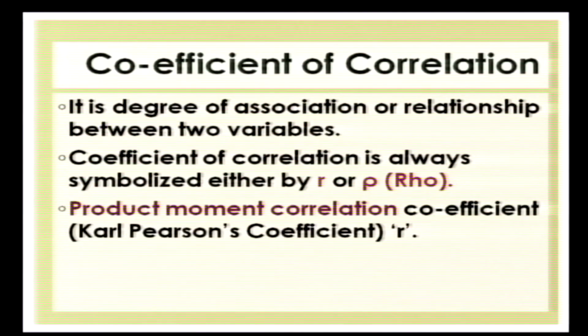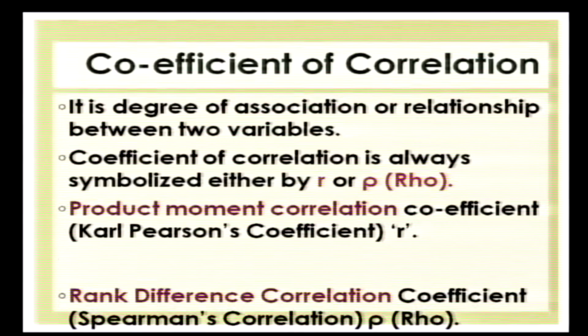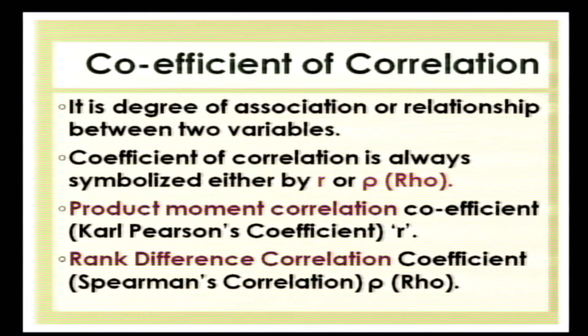The product moment correlation, which is a type of correlation also known as Karl Pearson correlation, is represented by small r. There is one more popular type of correlation that is known as rank difference correlation or Spearman's correlation. Spearman's rank difference correlation is symbolized by rho, which is not r. So there is a difference between when we use r and when we use rho when we are talking about the correlation coefficient.